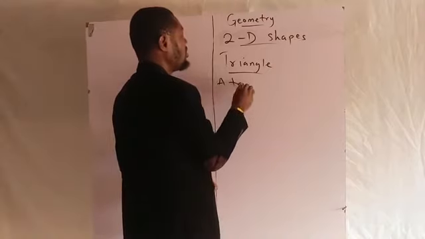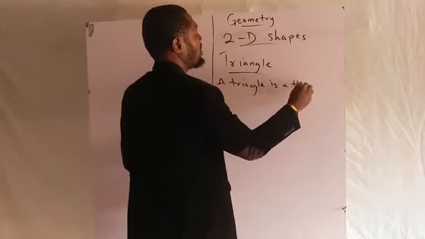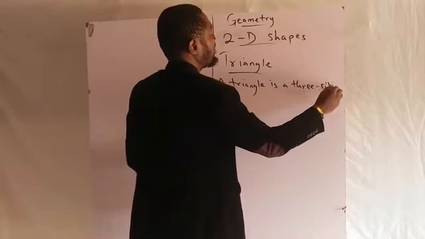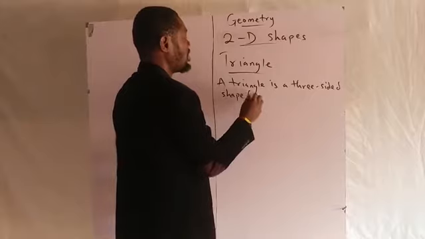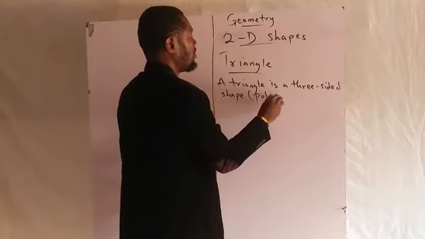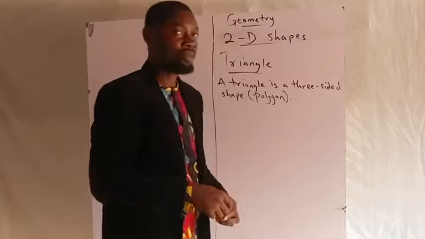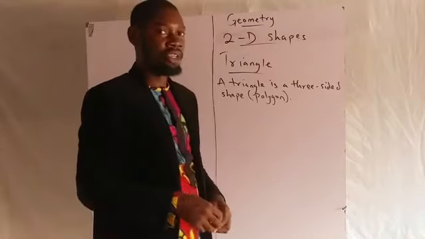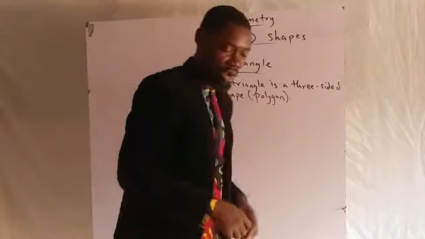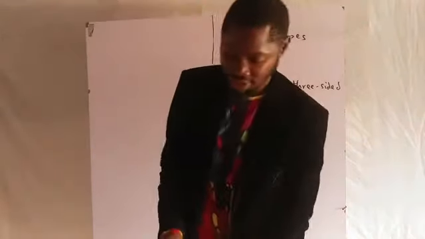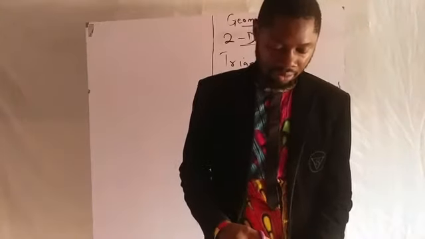A triangle is a three-sided shape, or you call it a polygon. I hope you've not forgotten that polygons are plane shapes that have straight edges. A triangle is one of them, and this is of course the diagram of a triangle.